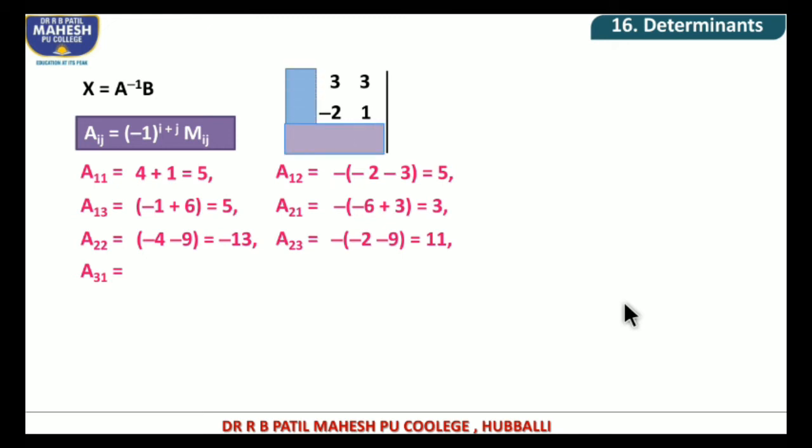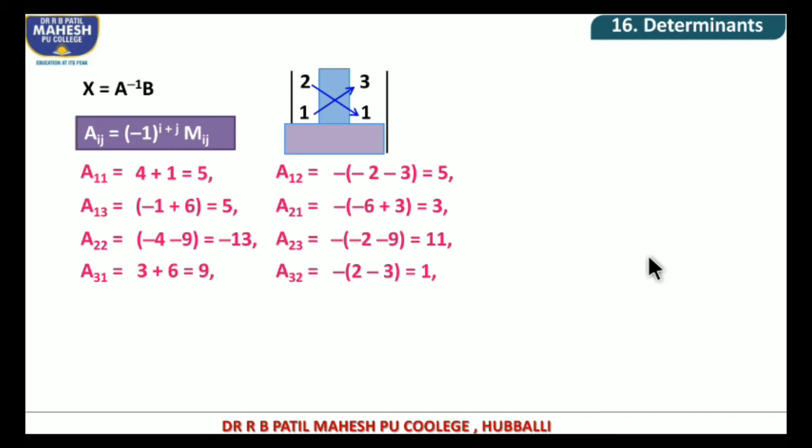Next A31, for that we have the sign plus, therefore 3 minus of minus 6 becomes 3 plus 6, which is 9, therefore A31 is equal to 9. A32, for this element we have the sign minus, and the remaining determinant value is 2 minus 3, that is equal to minus 1. Minus of minus 1 becomes plus 1.